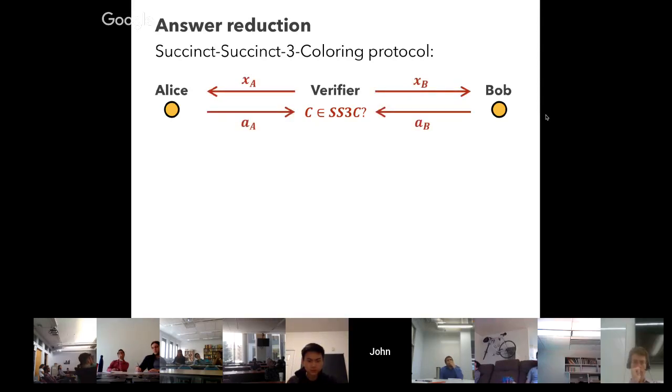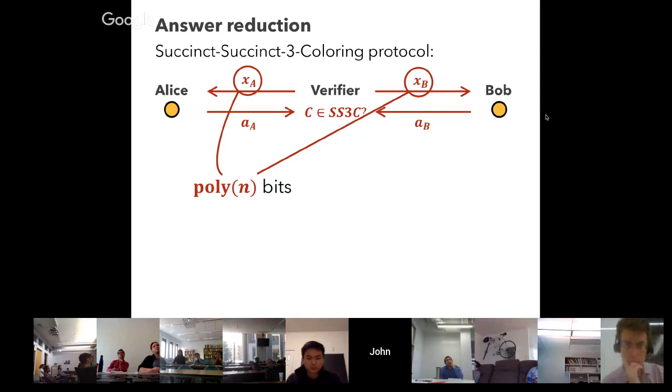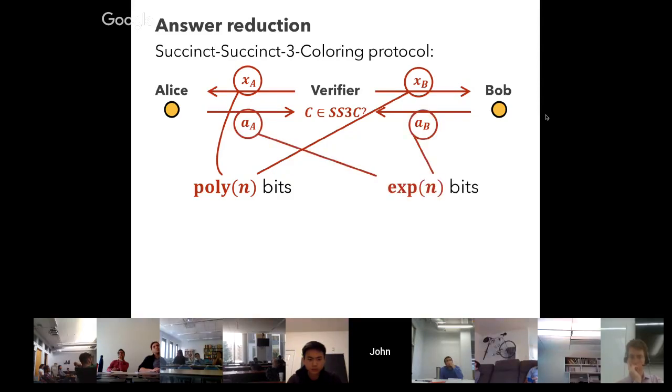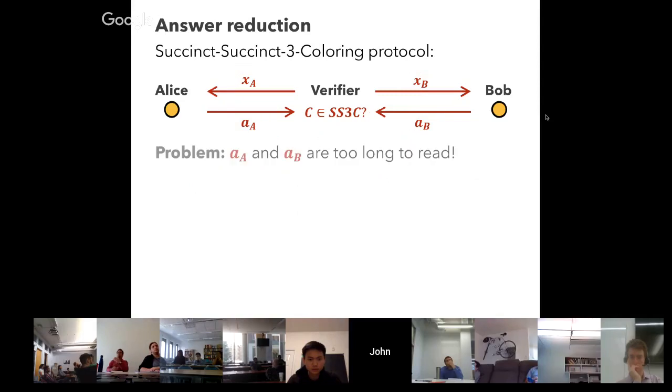Now I don't even care about line versus point. This is just a general structure of a protocol that you can imagine. And because we did question reduction, we now know that the questions x sub A and x sub B are only polynomial length, even though the answers are exponential. Okay, so the problem, which is obvious, is that the answers A_A and A_B are just simply too long for a verifier to read if it's going to be polynomial time.